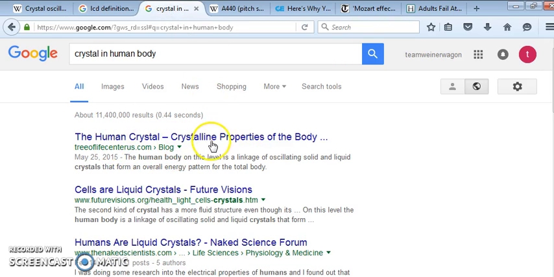The human crystalline properties of the body. The human body on this level is a linkage of oscillating solid and liquid crystals that form an overall energy pattern. Humans are liquid crystals? Question mark. Cells are liquid crystals. And hold on a second, let me get down to my favorite part here.